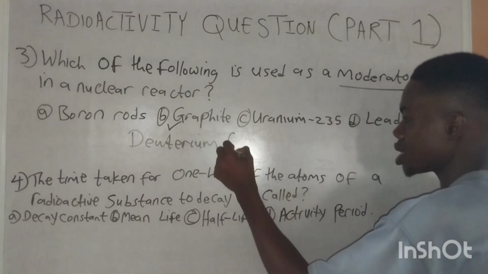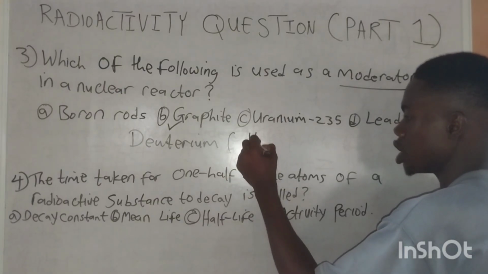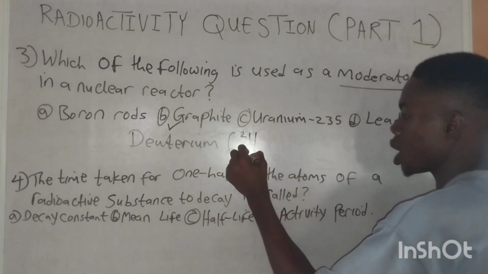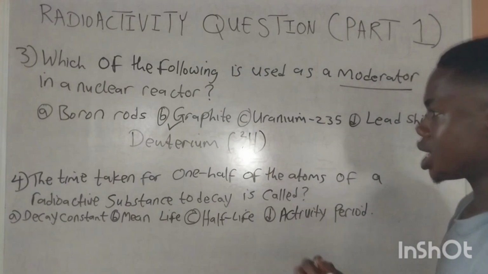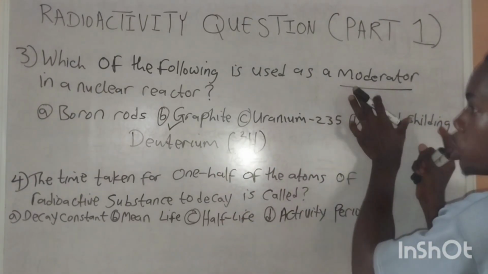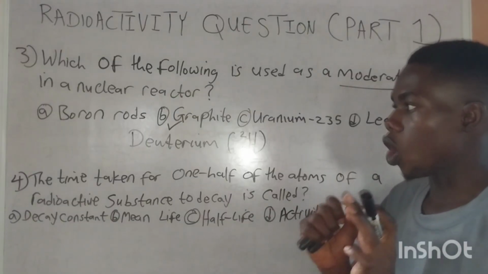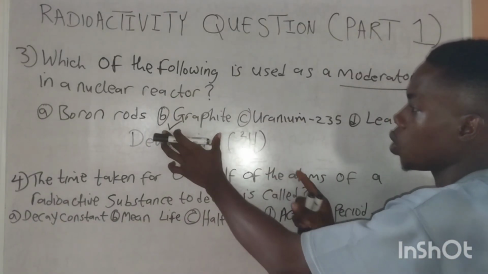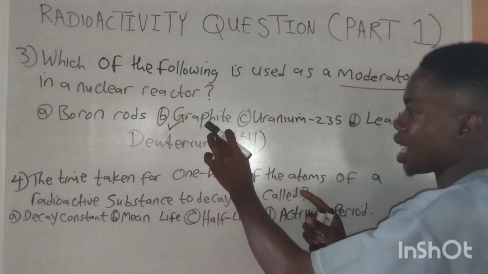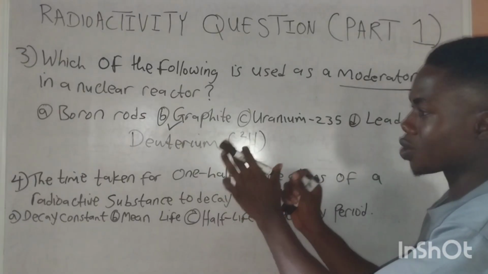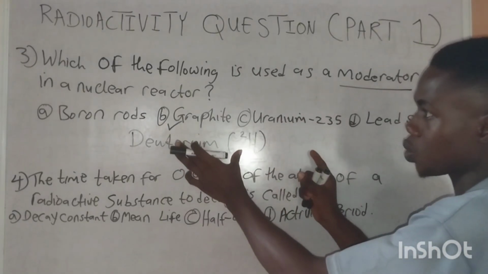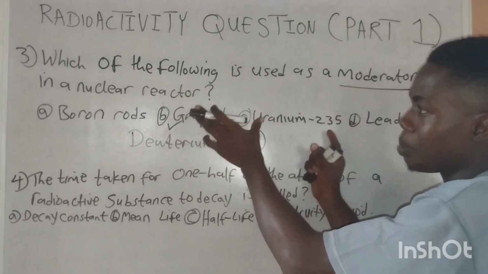So it can be written like this: deuterium, H-2 1. So deuterium can also be used as a moderator in a nuclear reactor. Please take note of this. But for this particular question, graphite is the answer. So please take note of this for this particular JAMB question.